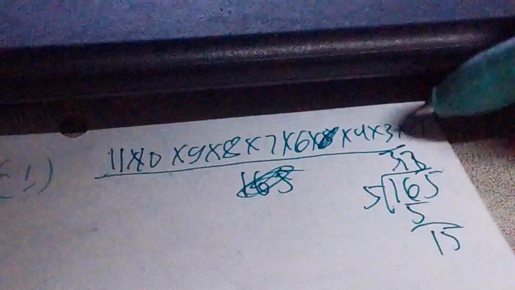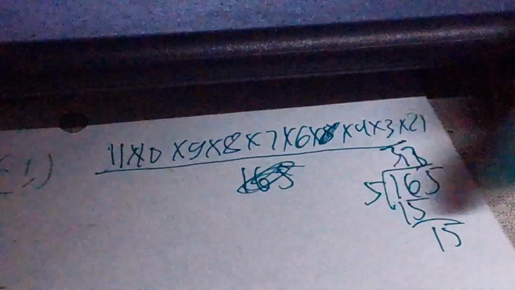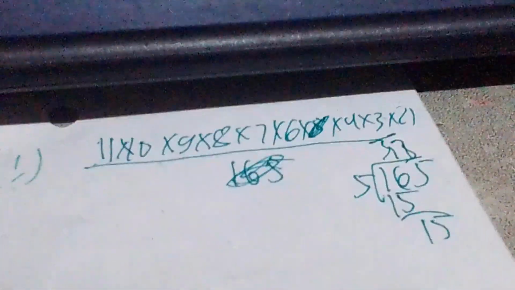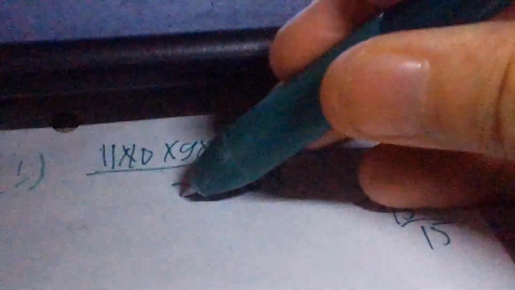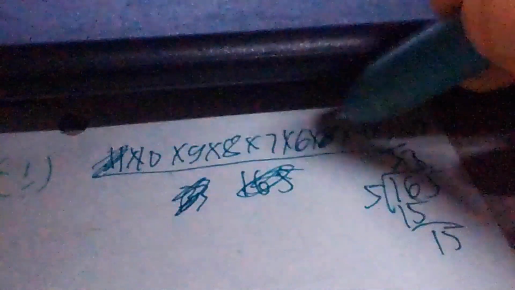Sixteen minus 5 is 3. So 3 times 5 is 15. Then we have 15. 15 divided by 5 is 3. So therefore, we still have 33. So therefore, it's 33 na lang. Now, what numbers can divide to 33? We have 11 and 3. So therefore, they cancel out.